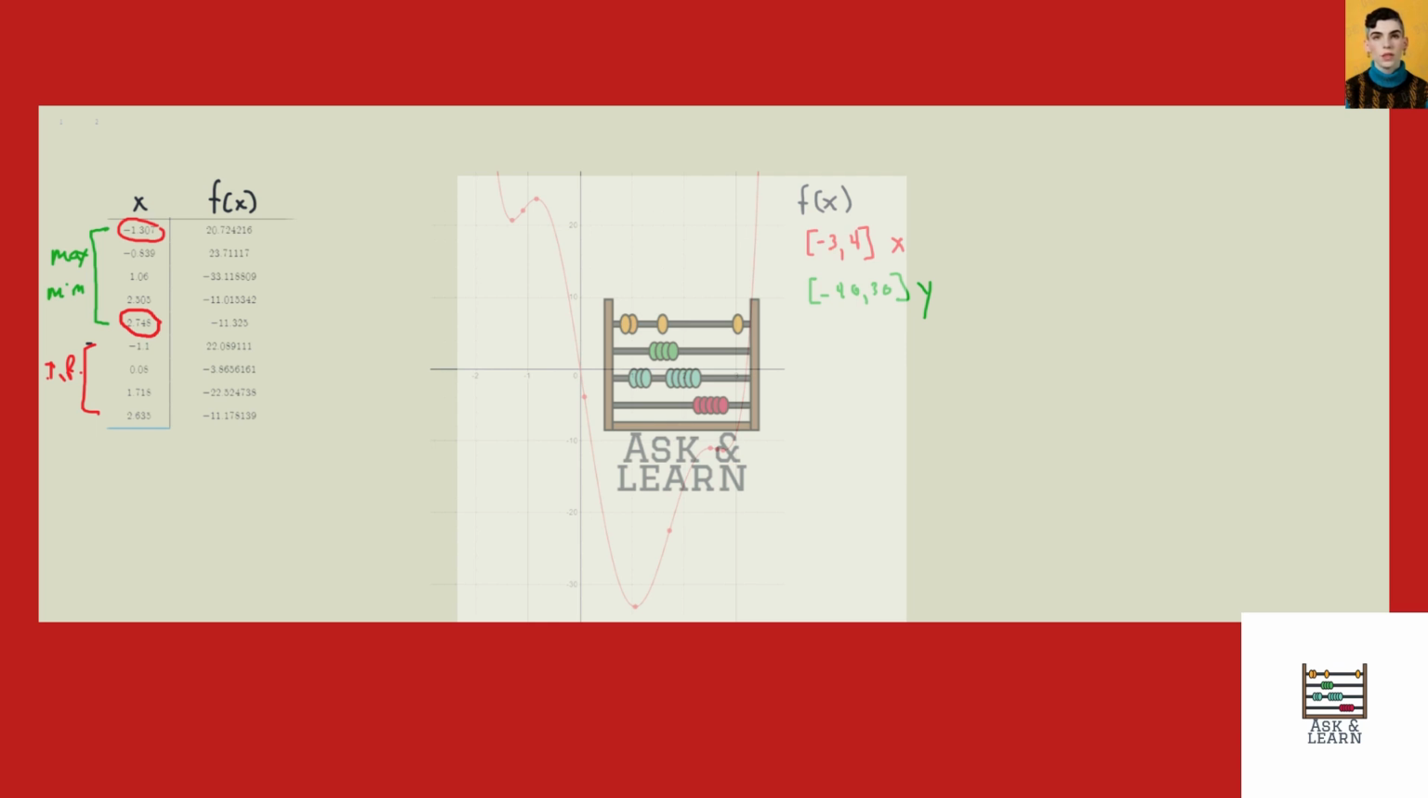And the y values, well, I just went to all the outputs of our important points, and I found the smallest being about negative 33. So I went slightly below that to negative 40. And then I looked for our largest value, which occurred at about 22, or actually 23 up here was our largest value. And I just went slightly above that one as well.